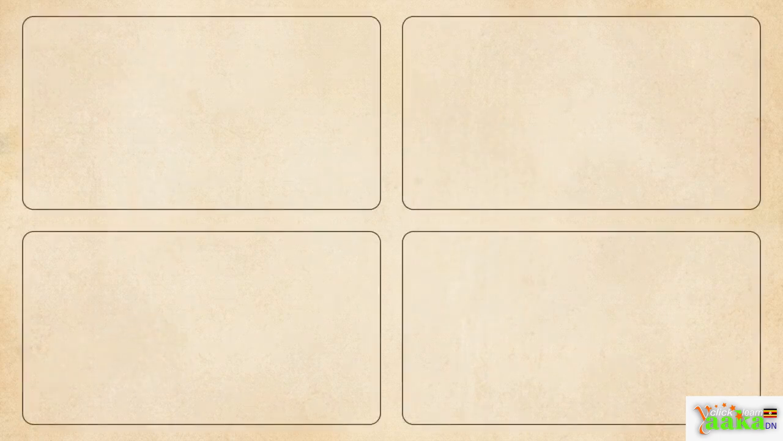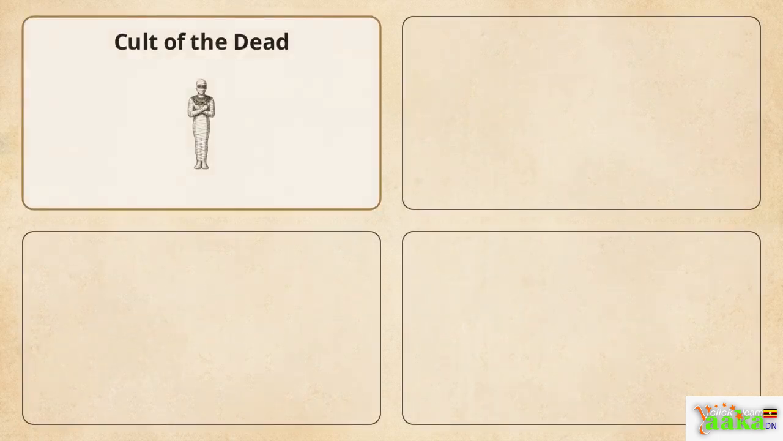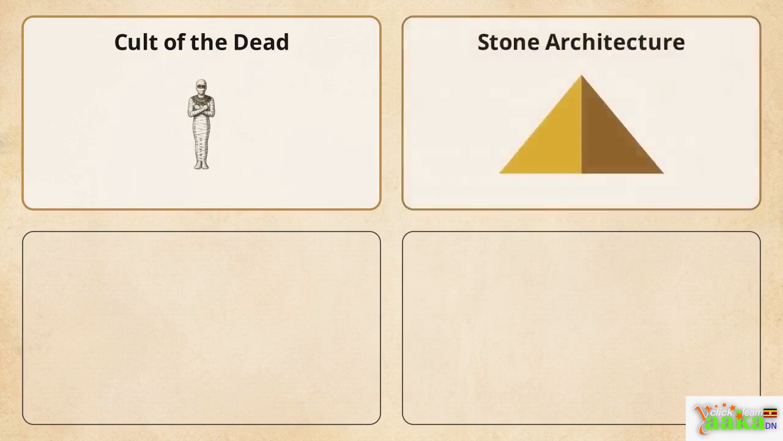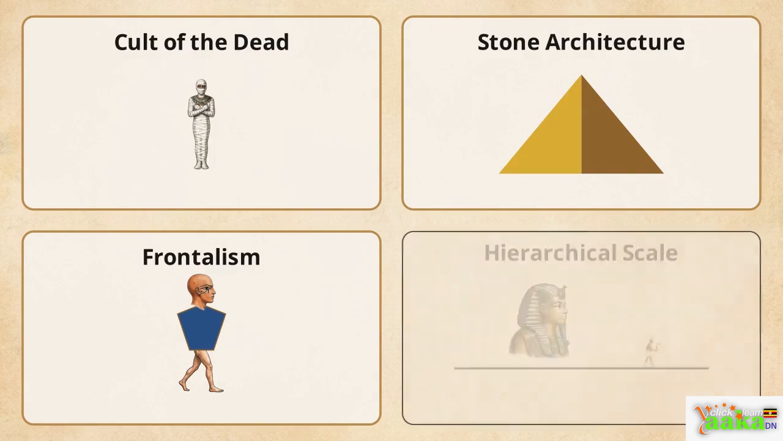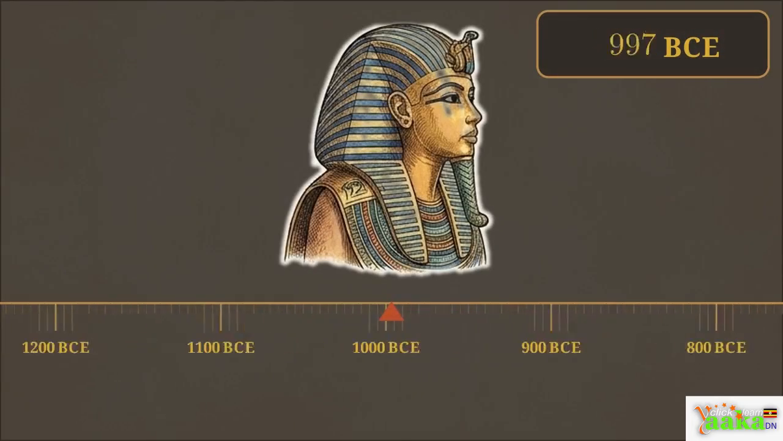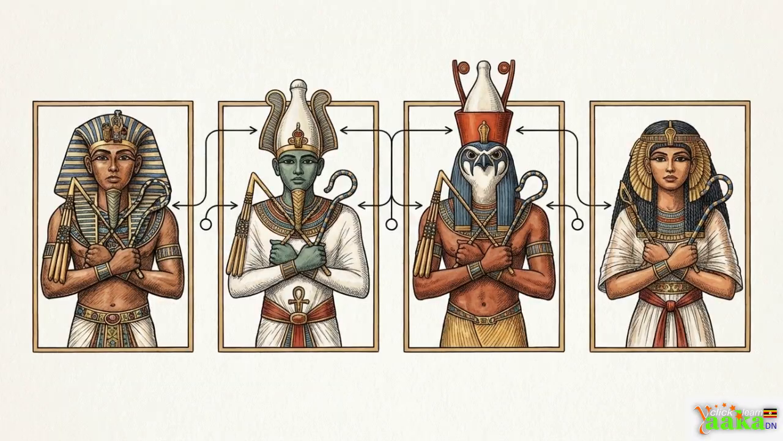Let's review the core components of this system: the religious focus of the cult of the dead, the massive stone architecture of the pyramids, and the technical rules of frontalism and hierarchical scale. By standardizing these rules for over 3,000 years, the ancient Egyptians created a consistent visual code that allowed their cultural history to remain legible across the centuries.